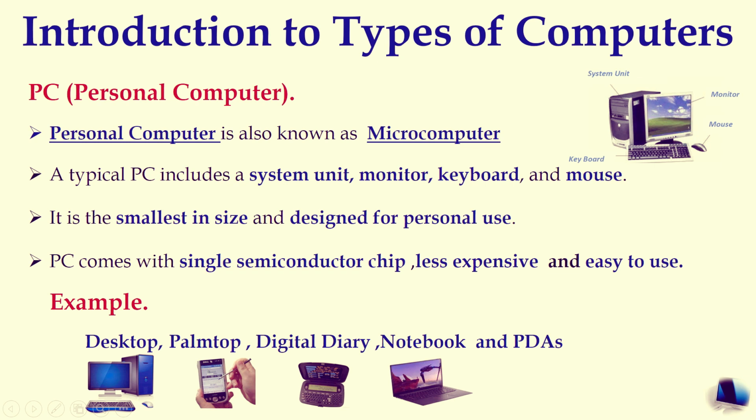So what is a personal computer again? Personal computer is also known as microcomputer. So PC or personal computer, what is another name? It is also called microcomputer. It includes a system unit, this is called a system unit, monitor, keyboard, and mouse. It is small in size and designed for personal use. Good. And PC comes with a single semiconductor chip, which means I told you it is using only one CPU. And it's less expensive and easy to use.